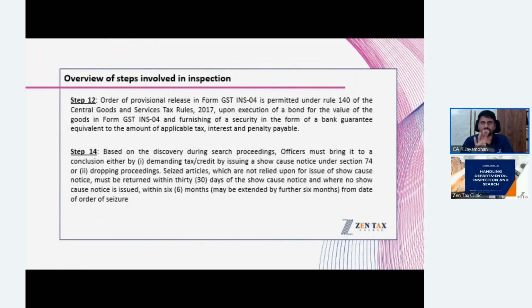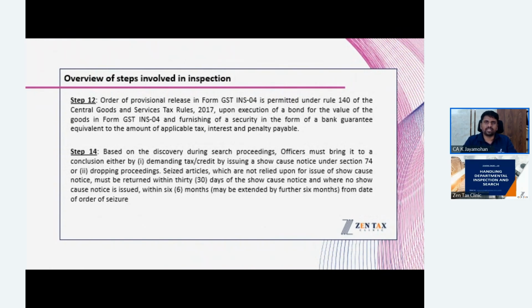Based on the discovery during search proceedings, the officer has to bring it to a conclusion, as I was telling you about the show cause notice, either by demanding the tax evaded through a show cause notice under section 74 or by dropping the proceedings. There can also be a situation where an inspection results in dropping the proceedings without issuance of a show cause notice. Even though it is a rare possibility, because you know that before initiating the inspection itself, the officers are well aware of the data they have compiled, and only then do they initiate the inspection proceedings. So this is rare, but still there is a possibility that the total proceeding can be dropped before issuance of a show cause notice.